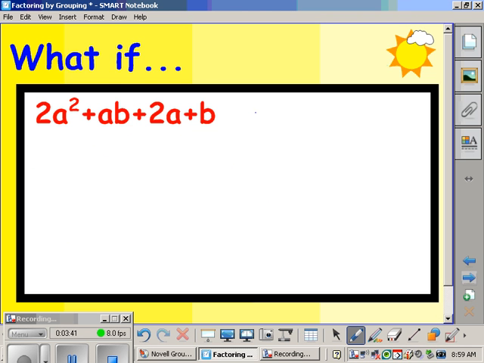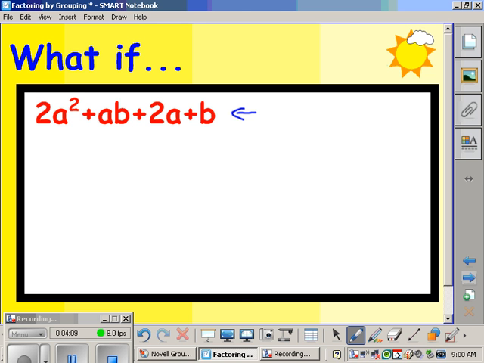So in this example, if we look at all four terms, 2a squared plus ab plus 2a plus b, they don't have any factors in common. The first three have an a, but not the last. The first and the third have a 2, but not the second and fourth term. And the second and fourth term have a b, but not the first and the third. So there is no variable or number that all four terms have in common.